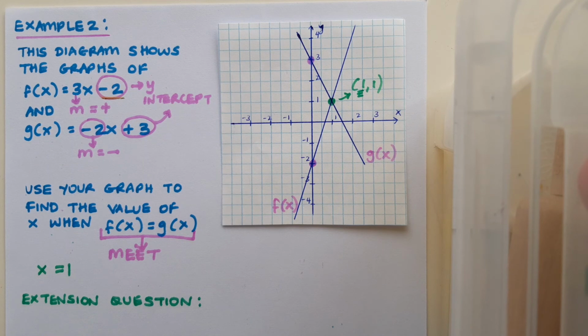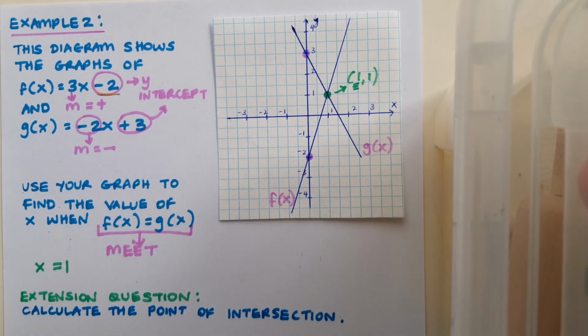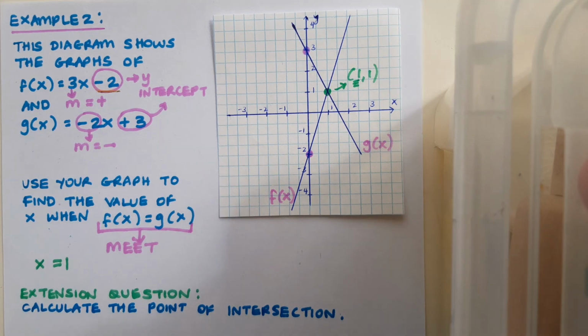Okay, so here's a little bit of an extension if you want to push yourself. We used the graph to find this solution, but what if we didn't want to use the graph? What if we wanted to use our 2 functions, f of x and g of x? How could we go about doing that? What calculation allows me to find the point where 2 lines intersect? And this is my extension question. I want to calculate the point of intersection.